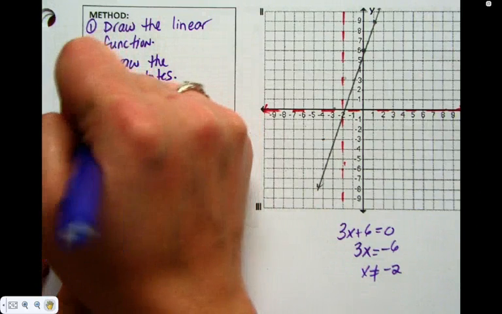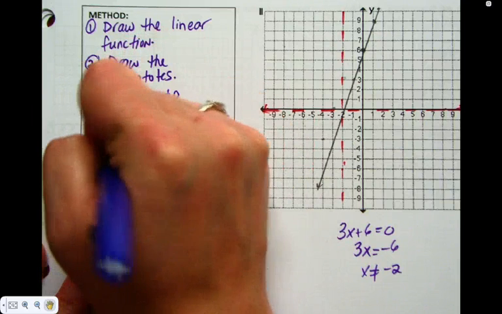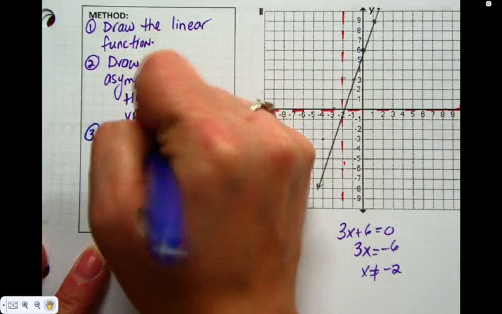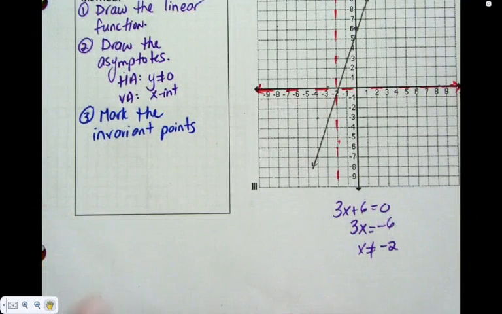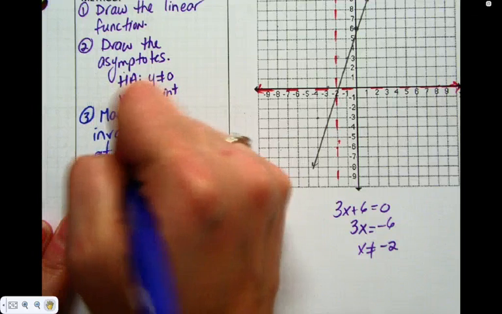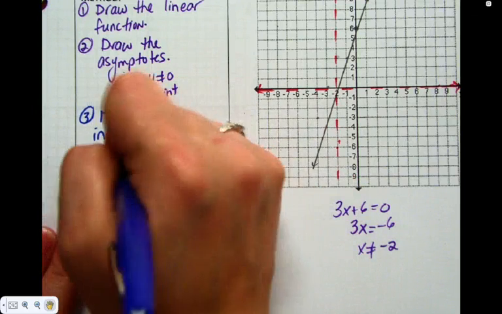So step number 3, mark the invariant points. Mark the invariant points at x equal to 1 and x equal to -1. I meant to say y. Why?